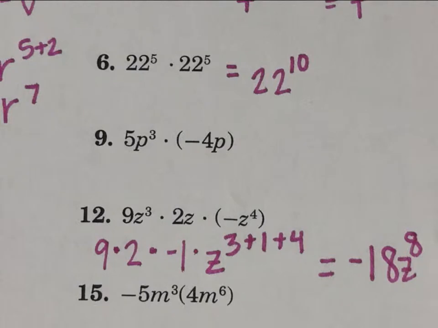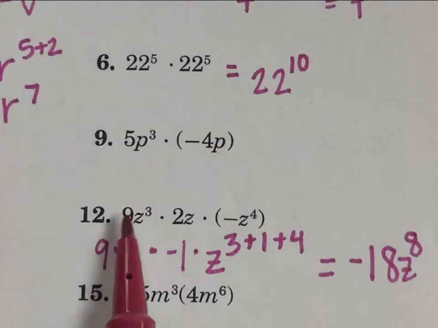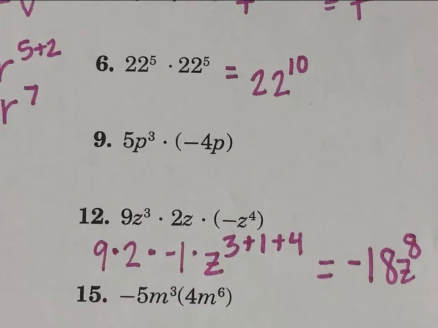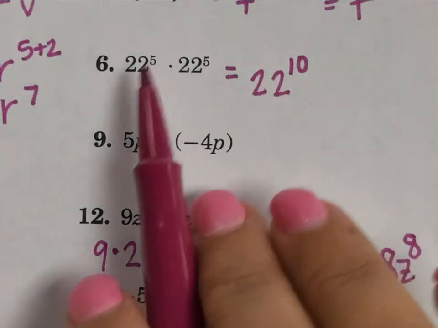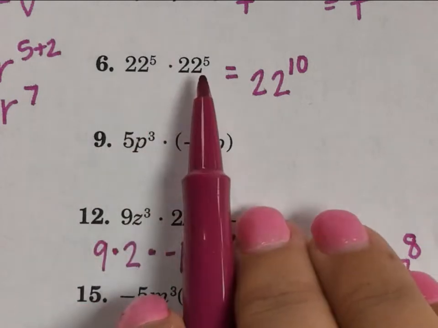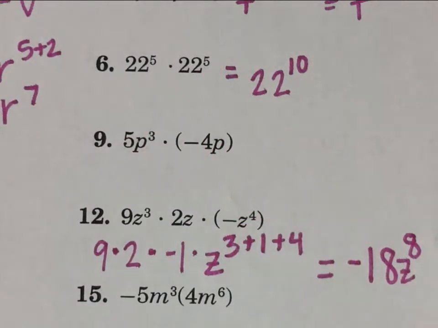Because those are the bases. Okay, so you never multiply the base. You just always multiply your coefficients. Okay, so since these have a coefficient and a base of a variable, I'm just multiplying the coefficients and the base stays the same. Just like if I have a base of a number, that base of that number is staying the same. Okay.